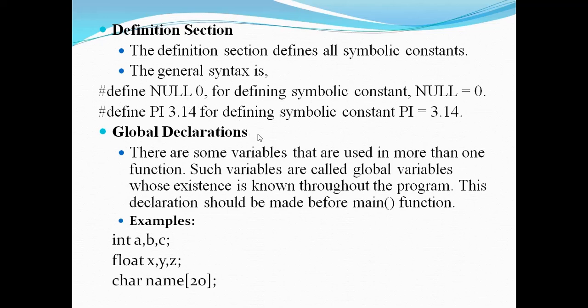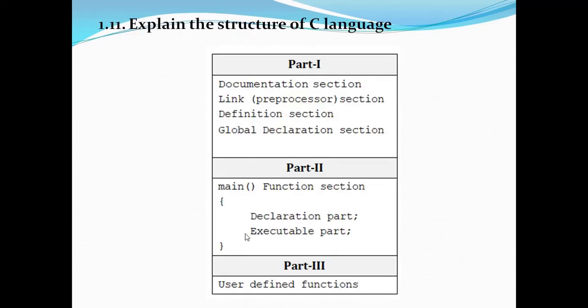And this is the global declaration. There are some variables that are used in more than one function. Such variables are called global variables, whose existence is known throughout the program, and this declaration should be made before the main function. So if you observe here, the global declaration section is made before the main function.